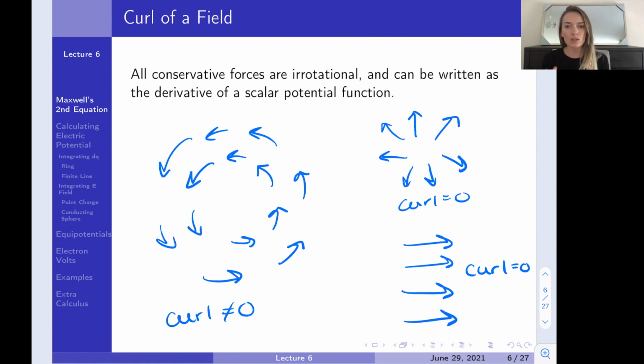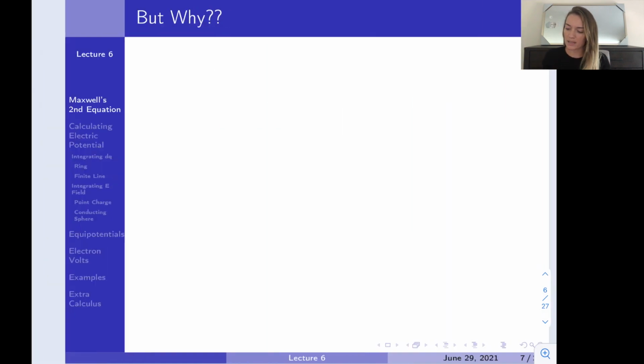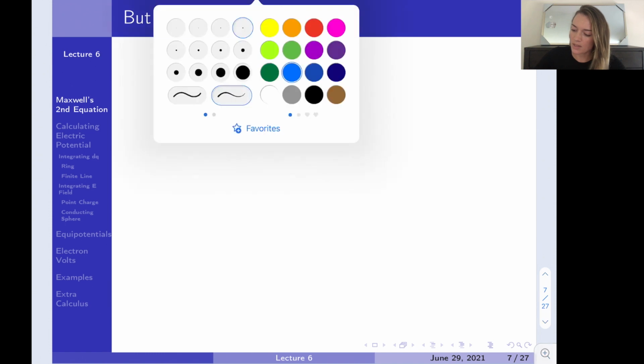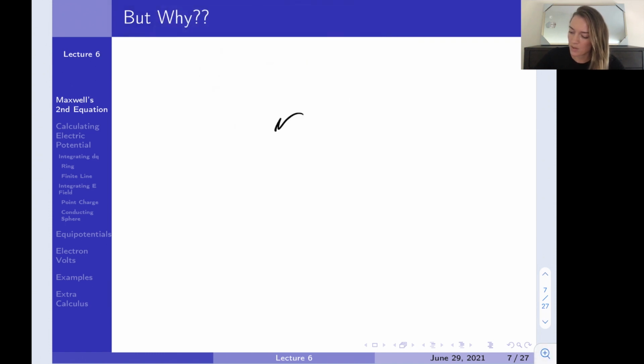And actually, all conservative forces are irrotational. Gravity is also irrotational. And now why is this? It doesn't really seem obvious that if you have some kind of vector field that has no rotation to it, that it would necessarily be conservative. Or that if you have a field with a rotation to it, that it can't be conservative. So why is that? So let's think about a field with a rotation.